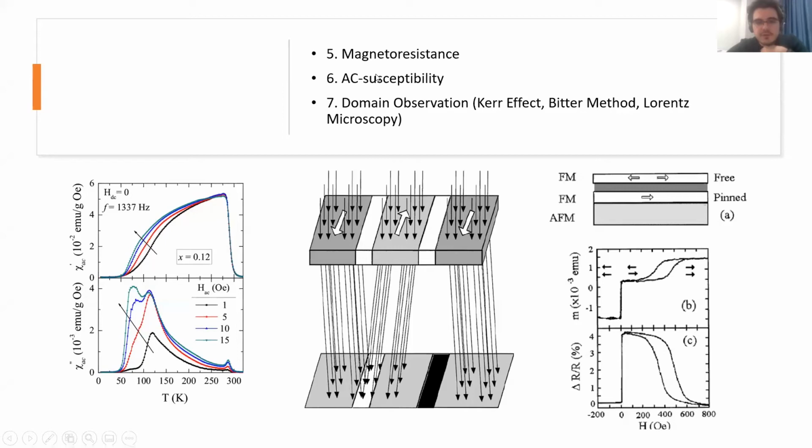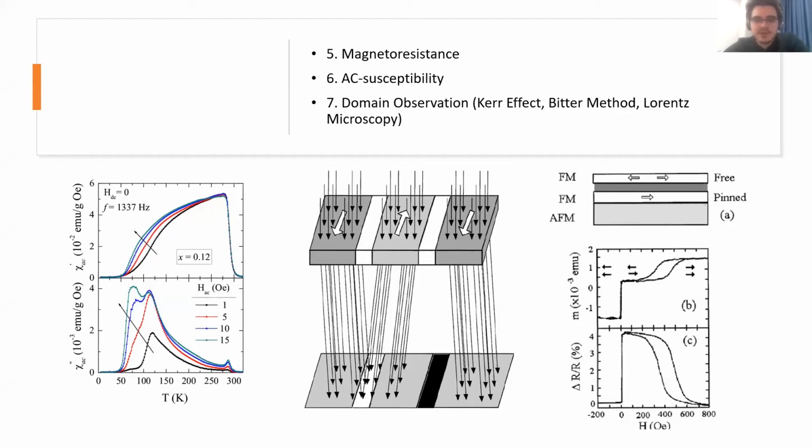Magnetoresistance curves, AC susceptibility, and domain observations can also be used in our exchange bias systems. Sorry, I will explain them just now.